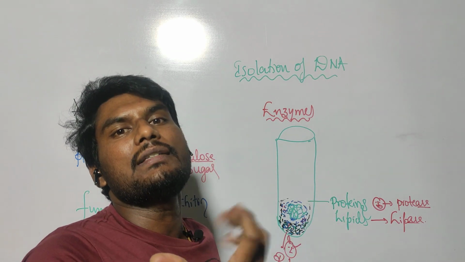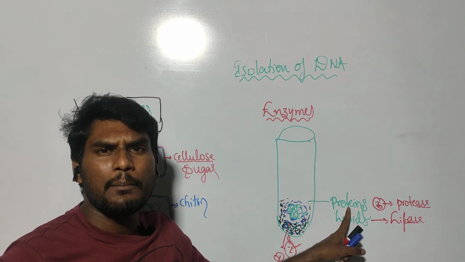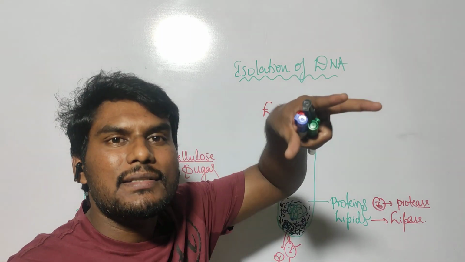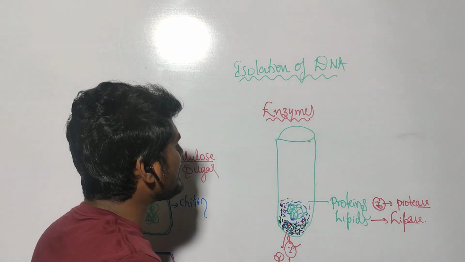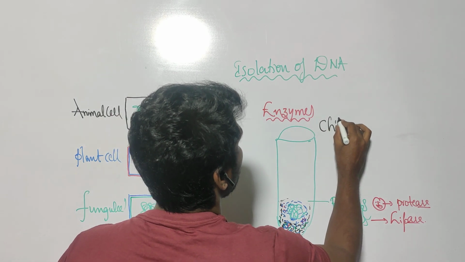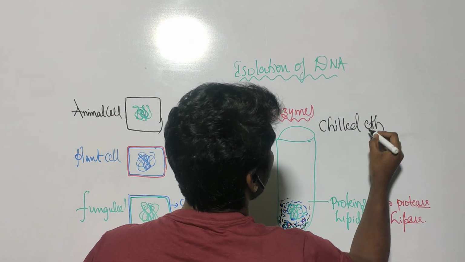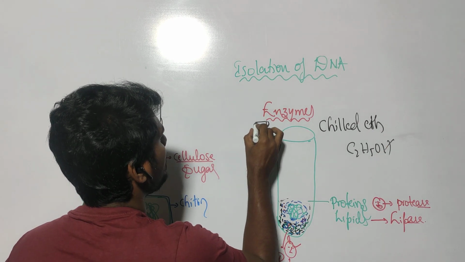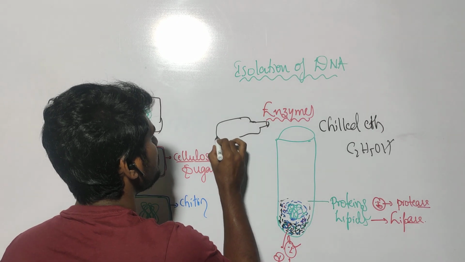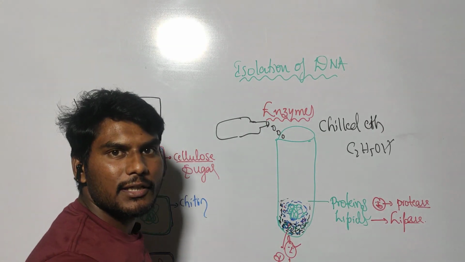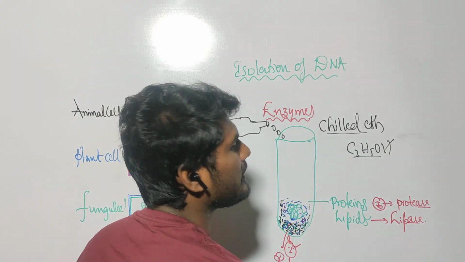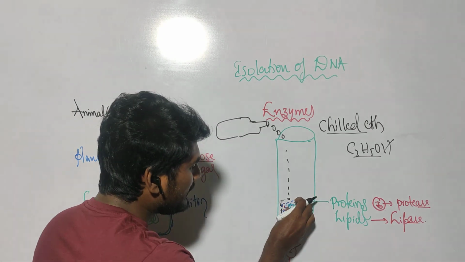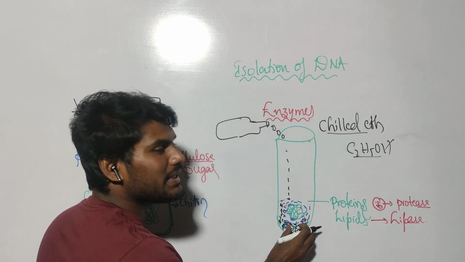For separation of this DNA from all this waste material, the broken protein parts, lipid parts and RNA parts, we have to add chilled ethanol, C2H5OH. This is important. Whenever you add the chilled ethanol, the DNA is precipitated down.